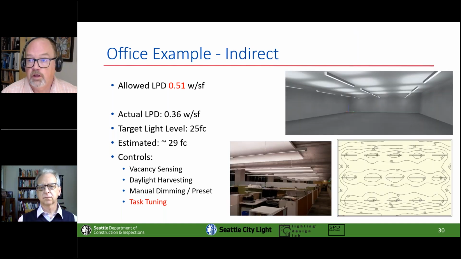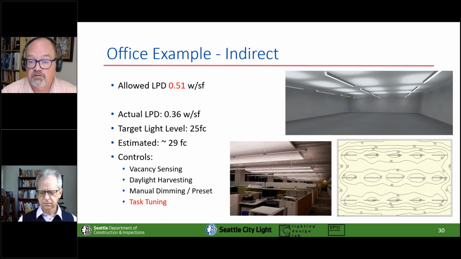One of the things that I often hear is that it's more difficult to meet energy codes with indirect lighting. I don't agree with that, but okay. So we've taken a different example. We've got linear indirect, direct luminaires within a space.